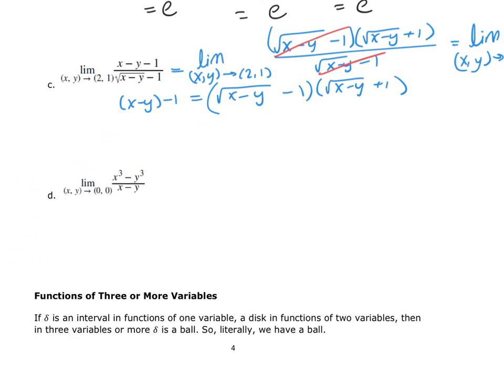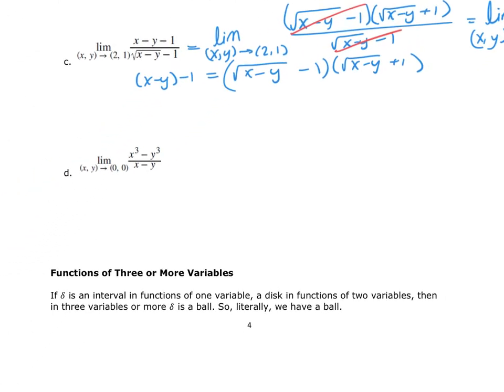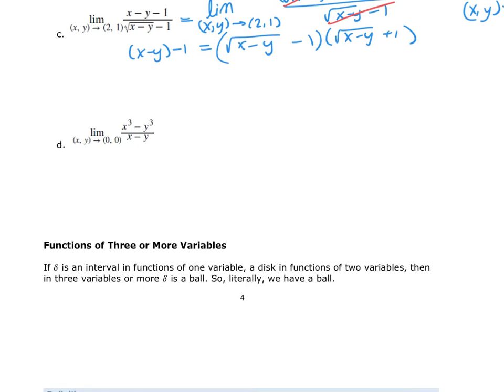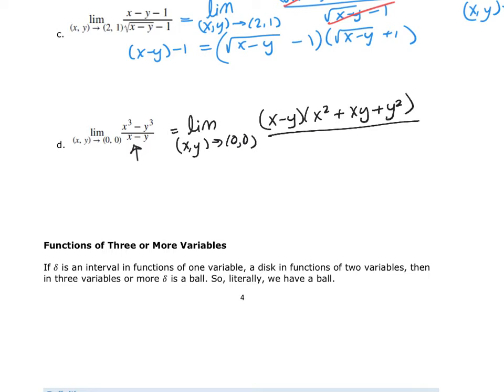We're going to do something similar with D. We're going to do the factoring. Now we know that the numerator is the difference of cubes. So this becomes the limit as (x, y) approaches (0, 0). Again, we're doing this because I can't do a direct substitution in my denominator. It's going to be x minus y, times x squared plus xy plus y squared, over x minus y. And again, these will cancel. And I can do a direct substitution, and so I just end up with 0 as my final answer.